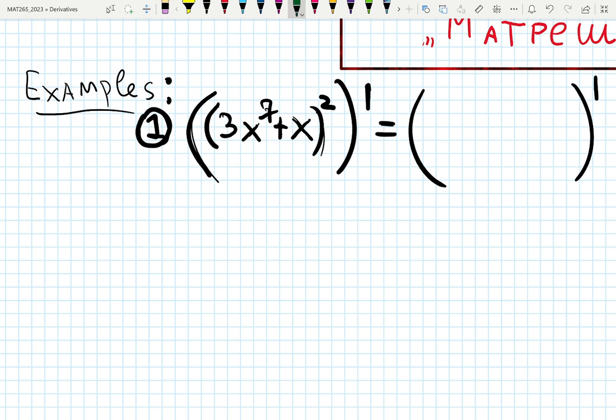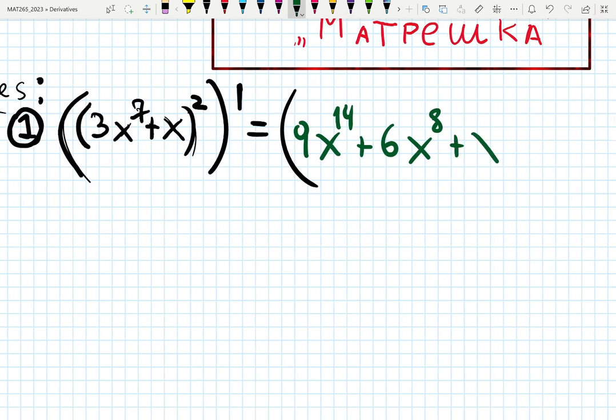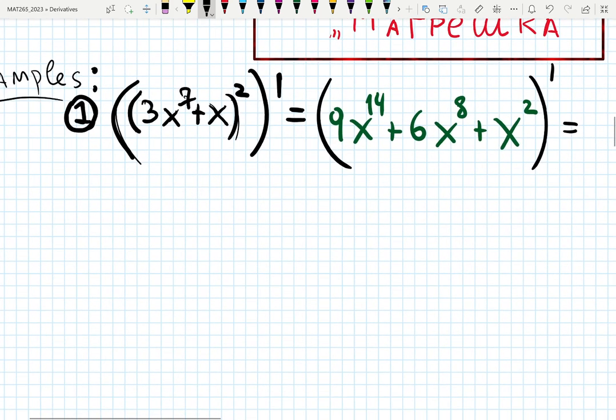Square of 3x^7 will be 9x^14. Plus double product, which is 2 times 3, which is 6, x^7 times x^2, so x^8... wait, x^9. Plus square the second term, that is x^4. And now we differentiate that. And guess what? We're going just do that.